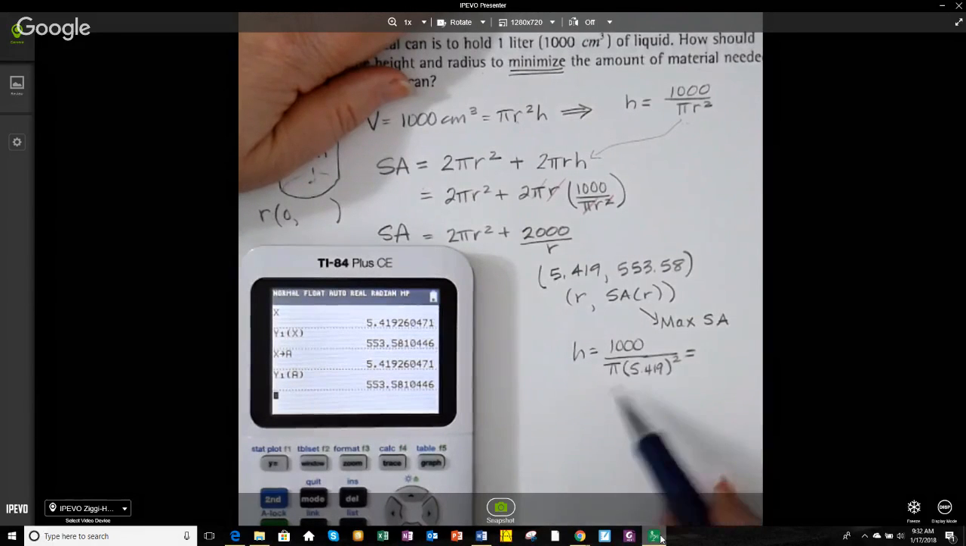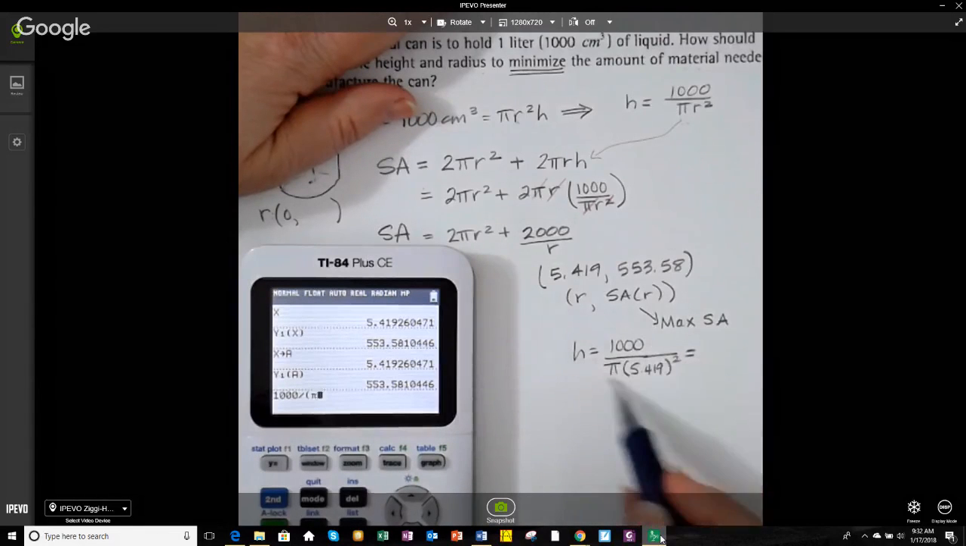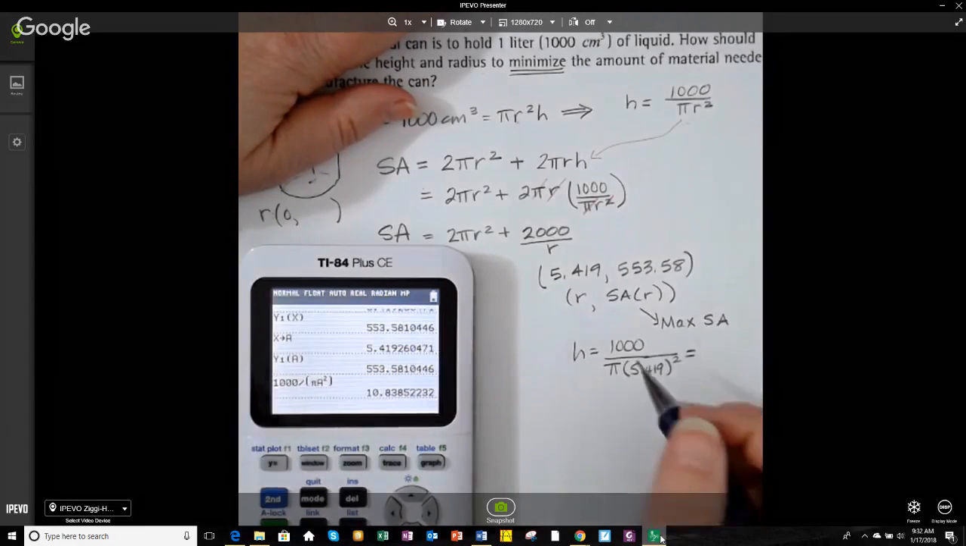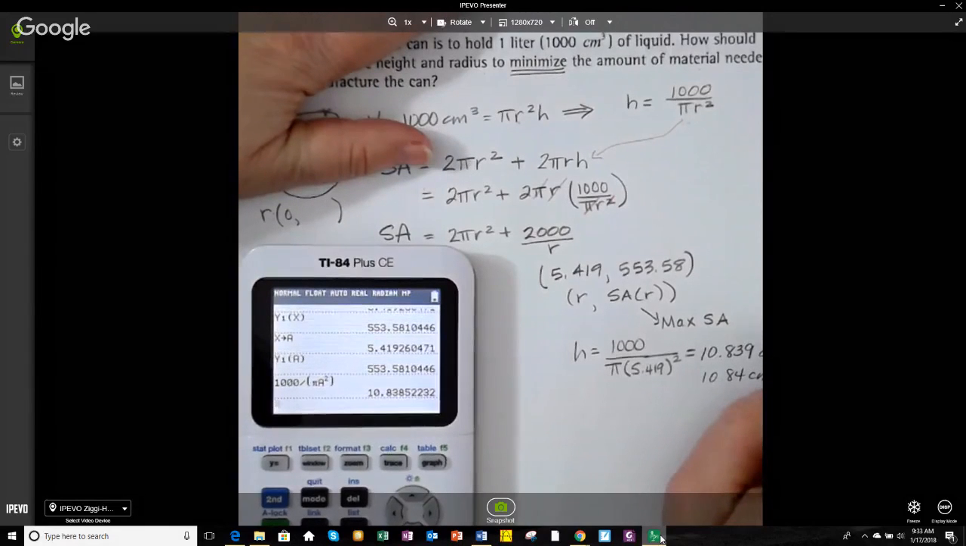All right, so what we're going to try to do is find H. So I'm going to use my calculator and go 1,000 divided by parentheses, second pi. Now, why did I use parentheses? Because this is all in the denominator, okay? And now I can go alpha A squared, enter. And that's going to be 10.839 centimeters. Oh, I'm sorry, it's not cubed. It's not a volume. Centimeters. Okay.